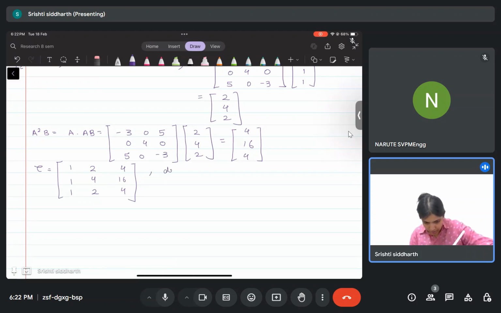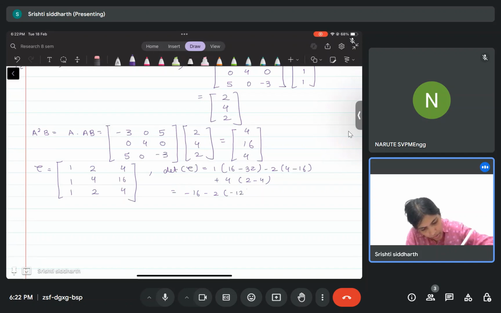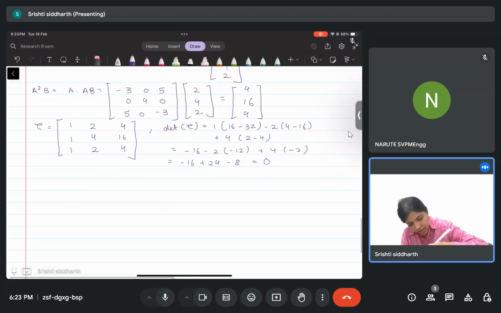Alright, so this is a 3 by 3 matrix. So let's just compute the determinant. This is 16 minus 32 minus 2 times 4 minus 16 plus 4 times 2 minus 4. So we have minus 16. Then we have minus 2 times minus 12 plus 4 times minus 2. Alright, so this means that the rank of the controllability matrix is not 3, which implies that the pair AB is not controllable.